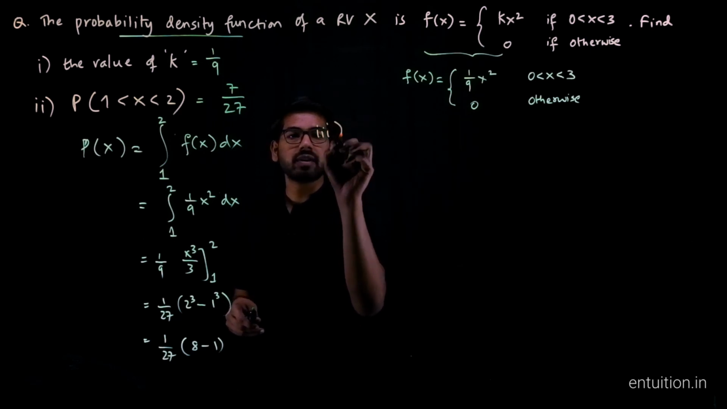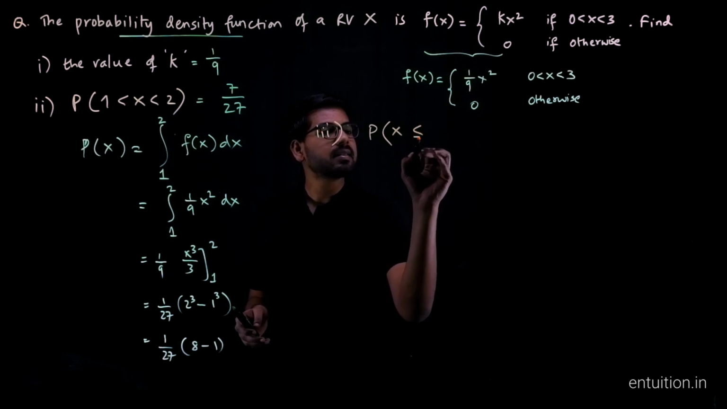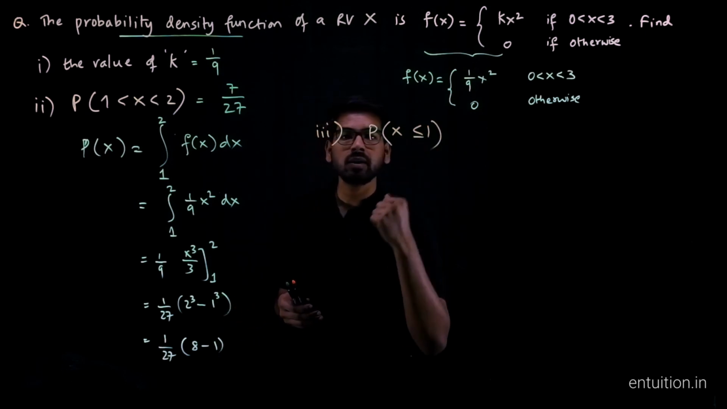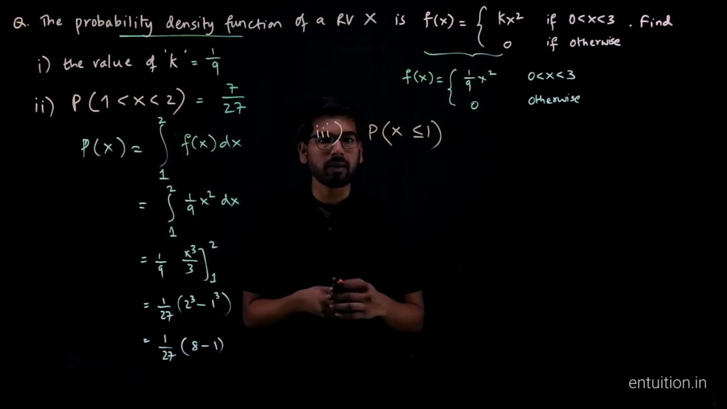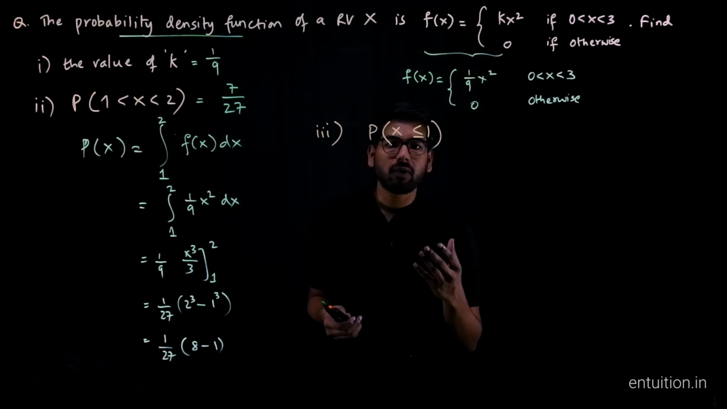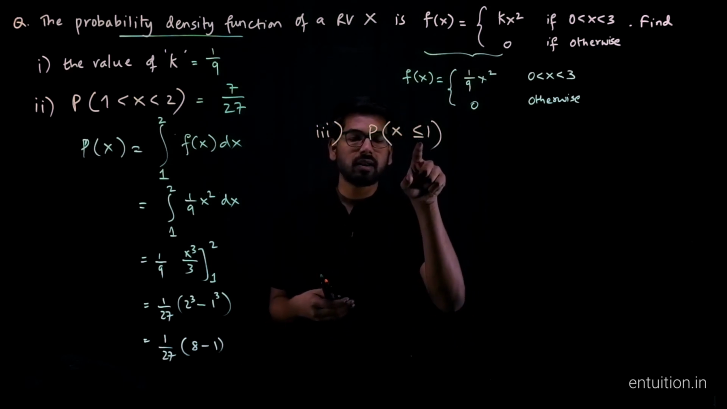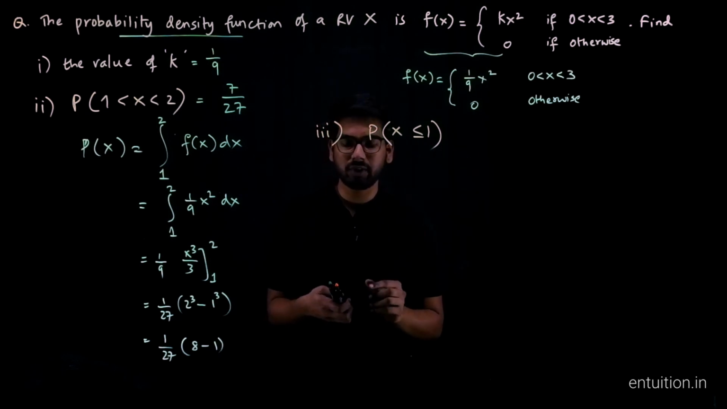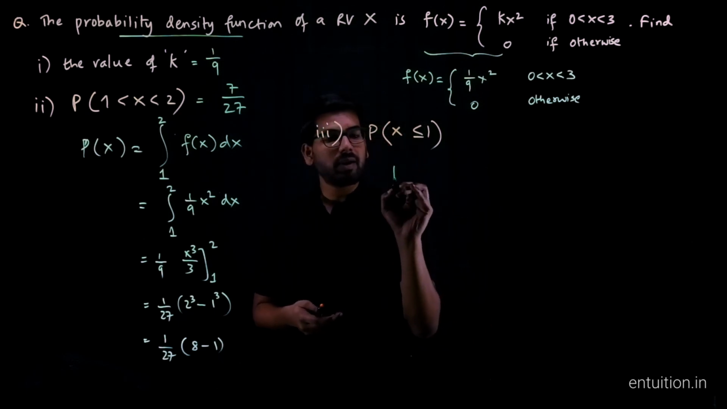The third sub question is the probability that x is less than or equal to 1. So what happens when only one of the limits is given? Here I had two limits, so I wrote 1 to 2. Now we need to find the probability of all the values of x less than or equal to 1. Again, less than or equal to 1 is the same as less than 1 in the case of a probability density function.